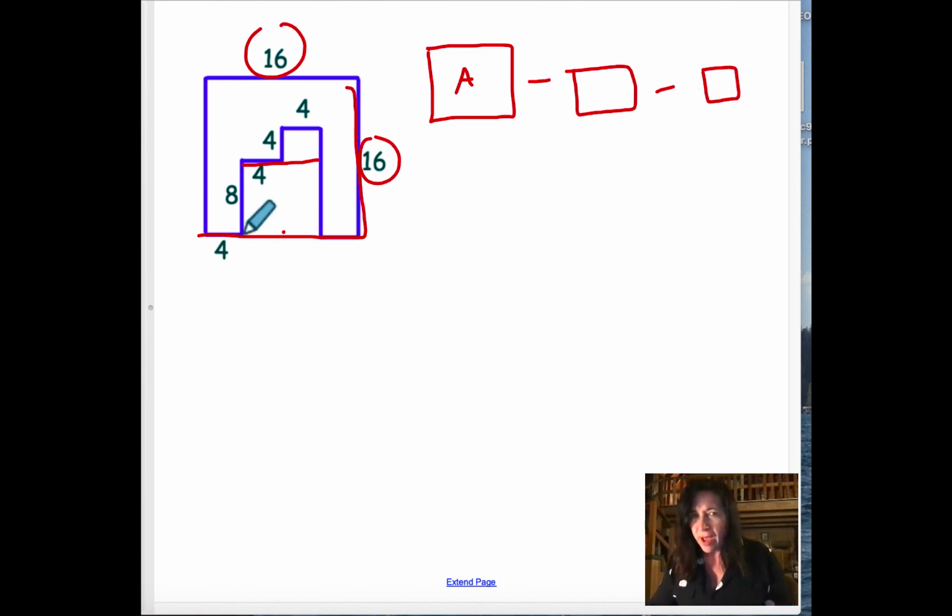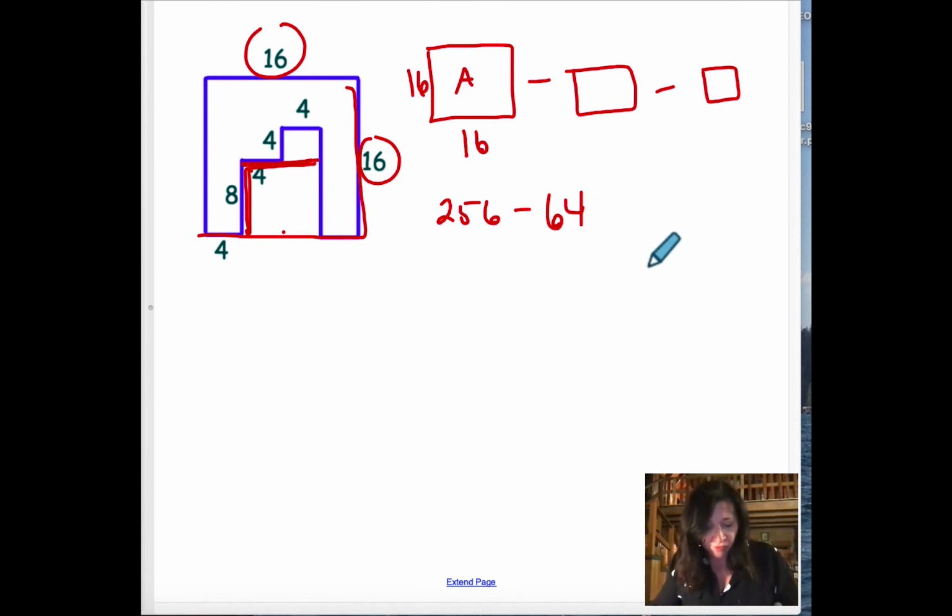So it looks like this is going to be 16 times 16, and then 16 times 16, 256, and then I'm going to take away this little square here, and this is 8 times 4 and 4, that's 8, that's 64. So 256, I've got minus 64, and now I have to also subtract this little part here, which is 16.